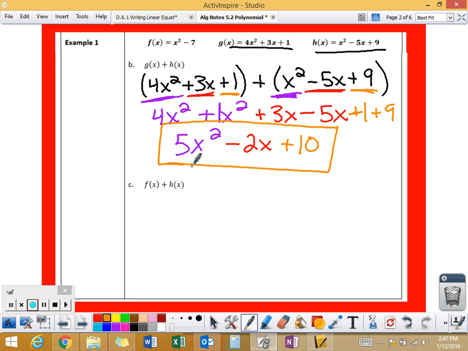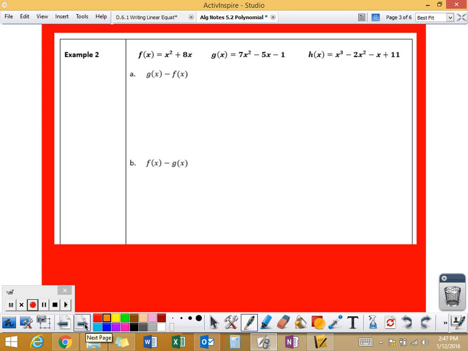Okay? So now I'm going to skip example C and go to subtraction problems. Subtraction problems are very similar to addition problems with one extra step. So first, like we did before, let's write out example A. A is saying take g of x, which is 7x squared minus 5x minus 1. I'm going to put that in parentheses. I'm going to subtract now the other term, f of x, which is x squared plus 8x.